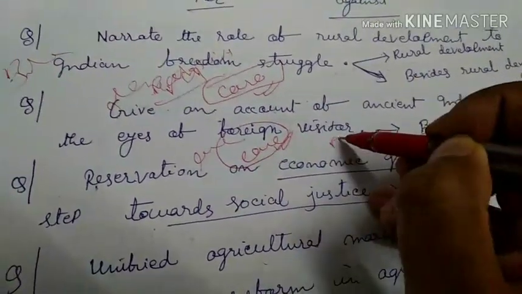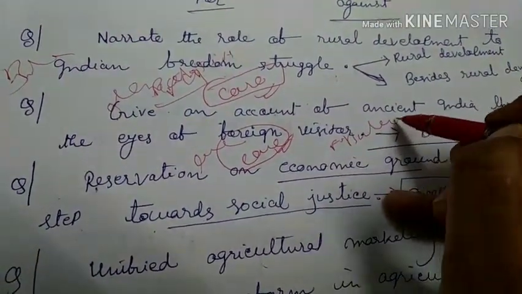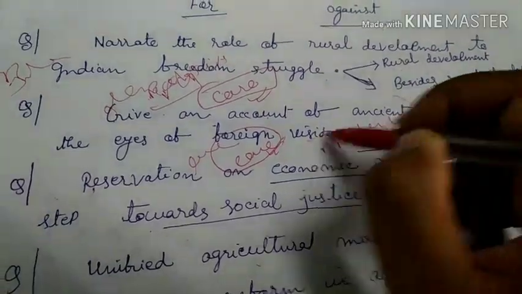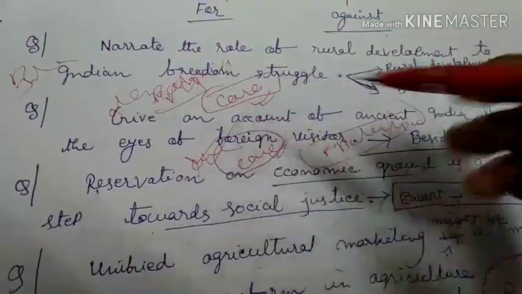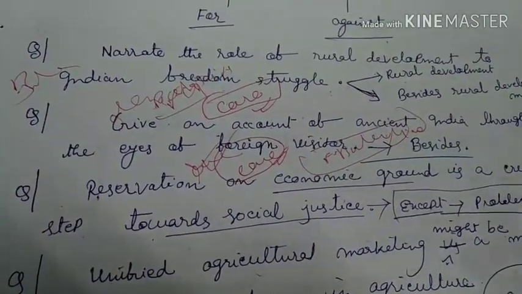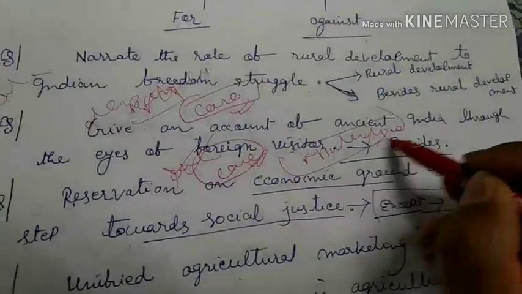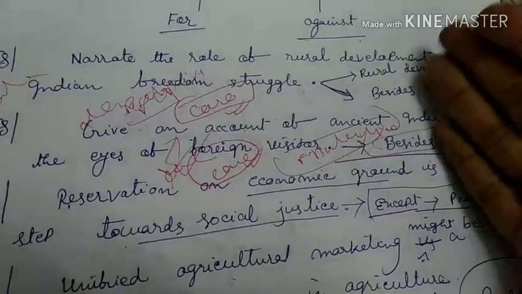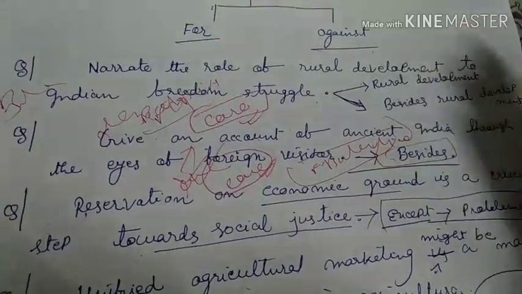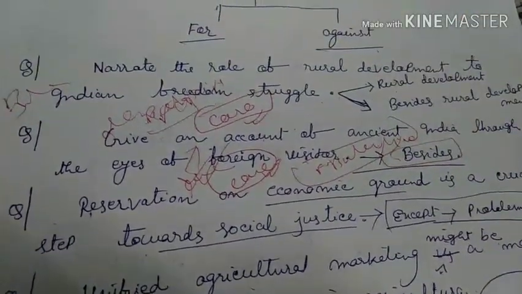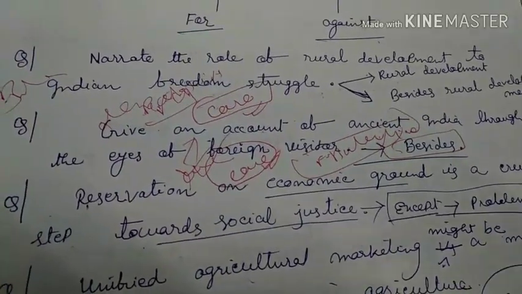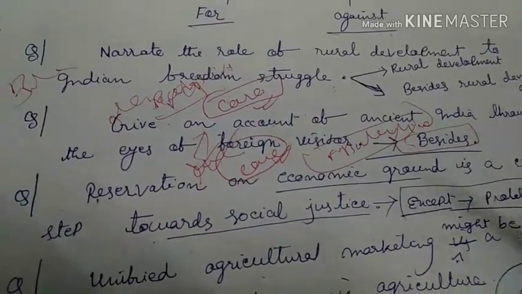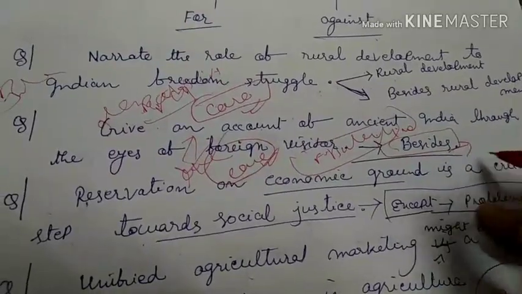That means, then, what is the balanced way? What is the balance line in this answer? After fulfilling the demand of the question, we have to dedicate 2-3 lines showing that besides this particular source, besides the foreign visitors' accounts, what other available information can also help us decipher ancient India. This is the balance line.